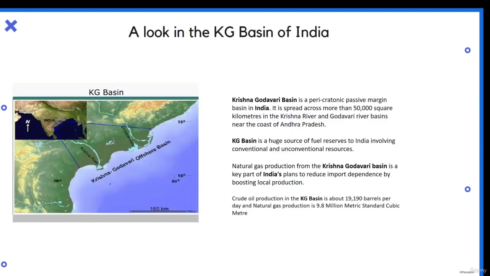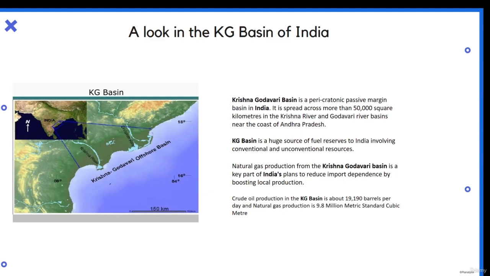Now I told you that we'll be doing this in the KG basin. So first let us have a look at what the KG basin is. KG basin stands for Krishna Godavari Basin. It is a pre-cratonic passive margin basin in India. It is spread across more than 50,000 square kilometers in the Krishna River and Godavari River basins near the coast of Andhra Pradesh. So this is the location of the KG basin in India. It is between the Krishna River and the Godavari River.